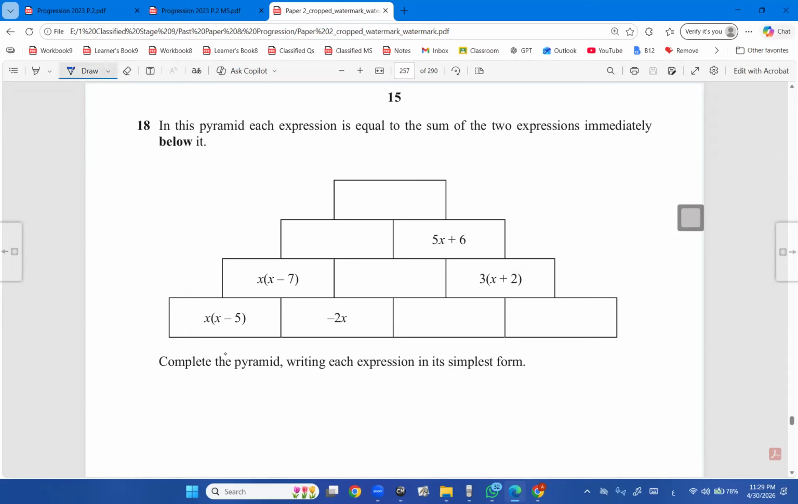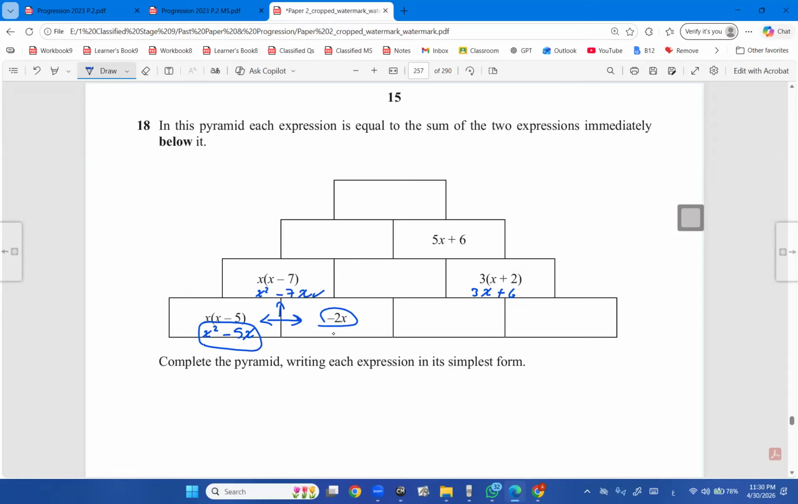Mister, can I expand this so that I don't get confused? It's totally up to you. And I actually agree with you. x squared minus 5x. This is now I expanded it. And here is x squared minus 7x. And this one is 3x plus 6. If you add these two together, they will give you this one. Yes, Mr., x squared minus 5x minus 2x is going to give you x squared minus 7x. Good. This is how it works.